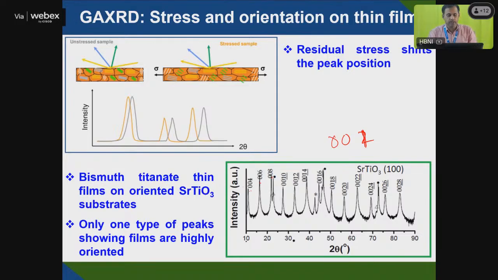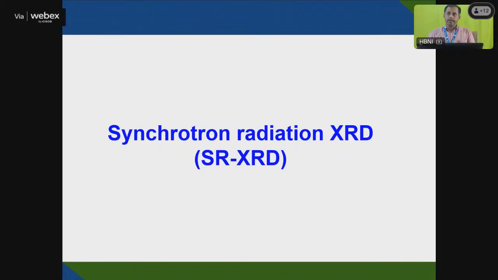So that information you can get here depending on the orientation, and also if you have stress built up in the sample. For example, when we coat on a substrate, because of the multi-layer coating, some stress builds up in the sample. Once you have residual stress, the peak will be shifted depending upon whether it is compressive stress or tensile stress, so the peak shifts to either the higher side of 2 theta or the lower side of 2 theta. So you will get all this multi-layer structure or thin layer structure using grazing angle XRD.